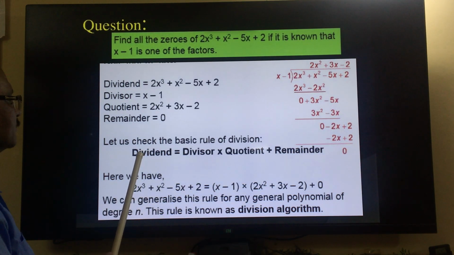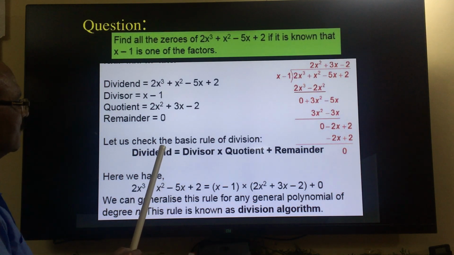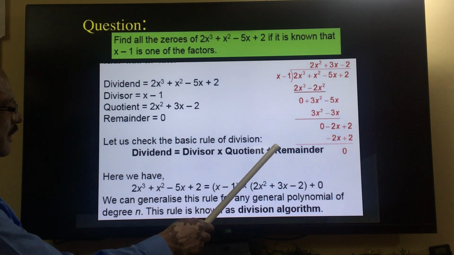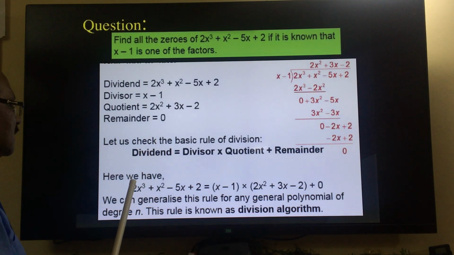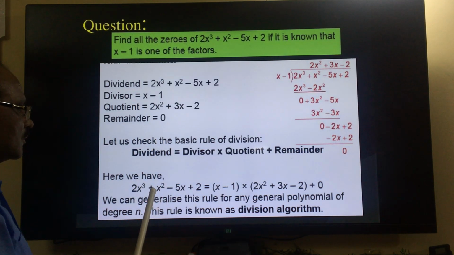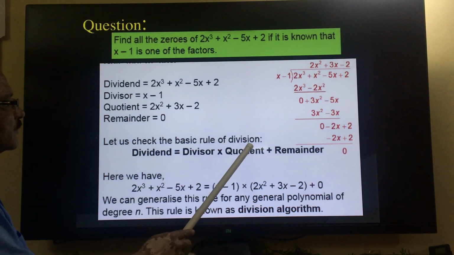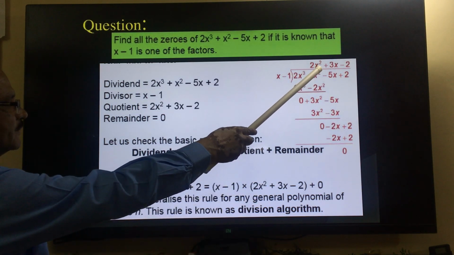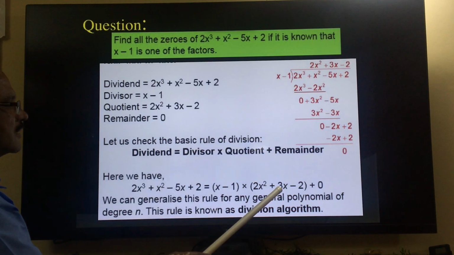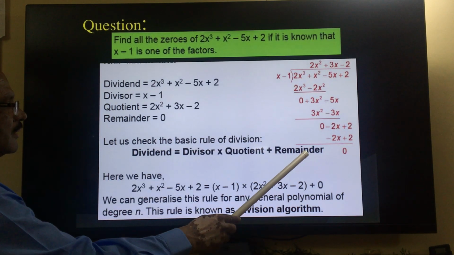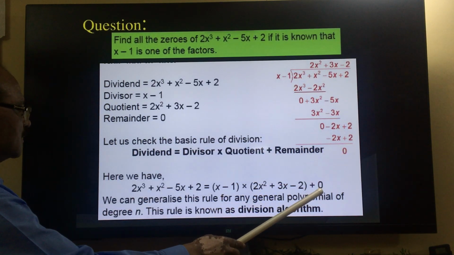So this is the division algorithm. Dividend is equal to divisor into quotient plus remainder. So the dividend, this cubic polynomial, is equal to the divisor x minus 1 into the quotient. The quotient is this 2x square plus 3x minus 2. Here the remainder is 0, so plus 0.